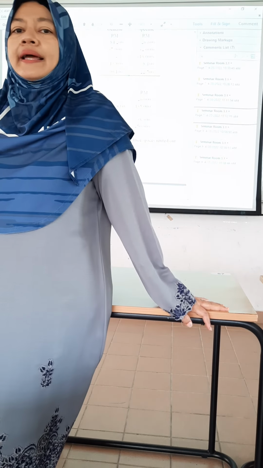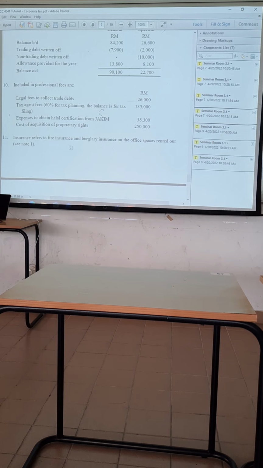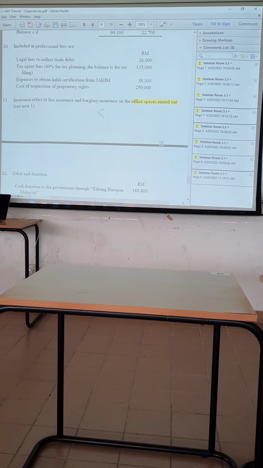Okay. Alright, so that is on the proprietary rights. Insurance refers to fire insurance on the office space rented out. So this insurance refers to which business income? Rental.